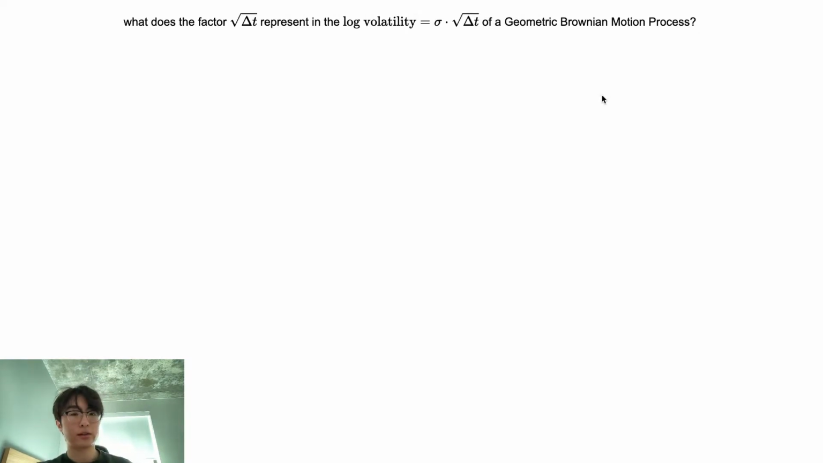What does the factor sigma times square root of delta t represent in the log volatility, which is equal to sigma times square root of delta t, of a geometric Brownian motion process? The factor sigma times the square root of delta t is the standard deviation adjusted time factor when looking at the log volatility.